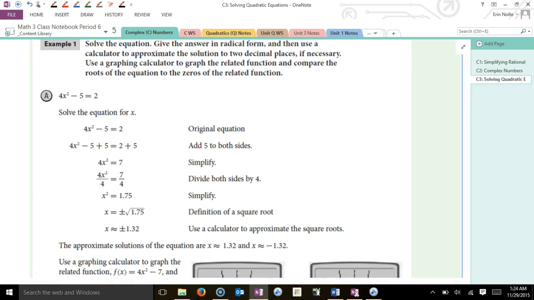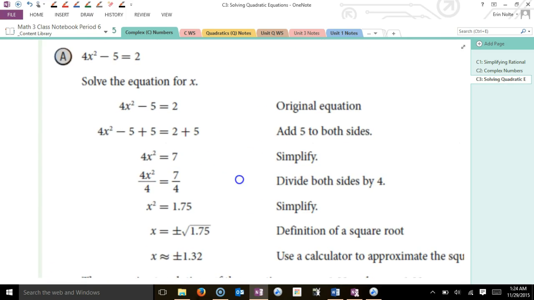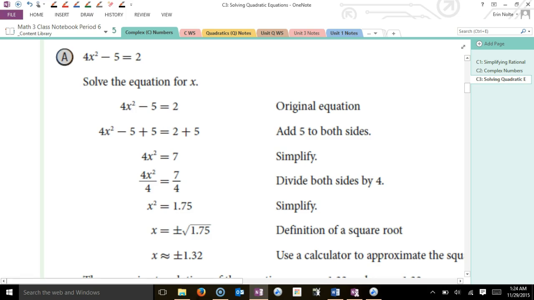Okay, so basically all you're going to do is isolate your x value. Okay, so here is A. You don't have to write this down. This is kind of just a quick explanation. Okay, so the first step would be to add the 5 over. Okay, then you divide by 4. And then after you divide by 4, what's the last step? You square root it.